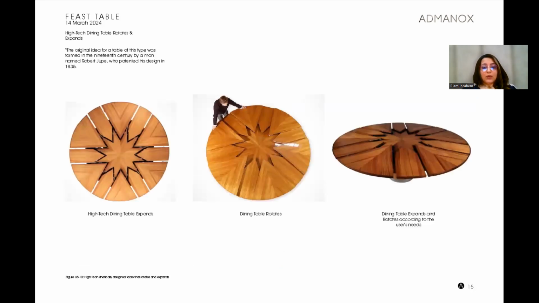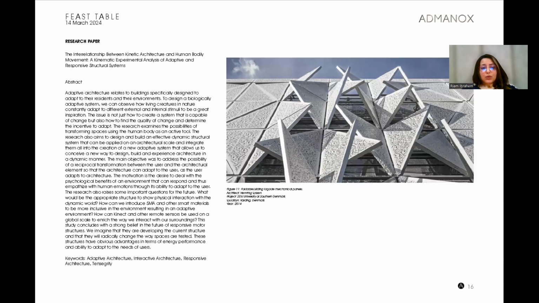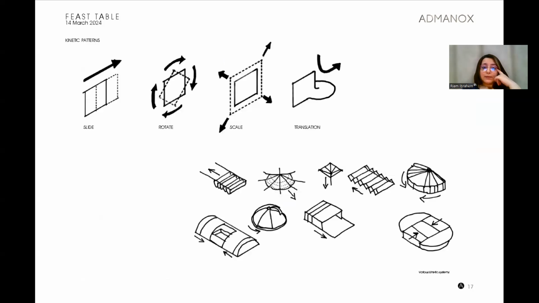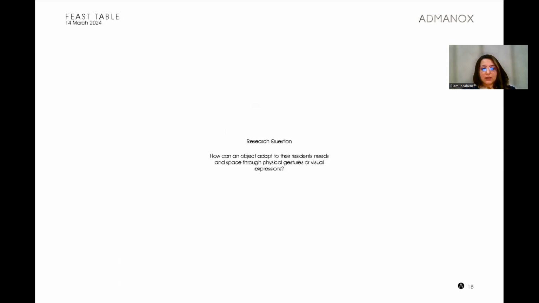This example is a printed slab, but I'm looking at the table which I took this idea from. And this is an example of kinetically responsive architecture of a table that can expand and can rotate and can scale. So this is one of the research papers that I read about foldable facade that reacts according to sunlight. And these are one of the kinetic patterns that I was studying as well.